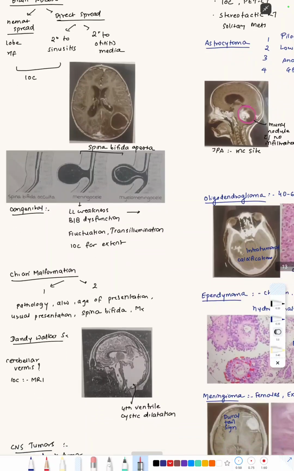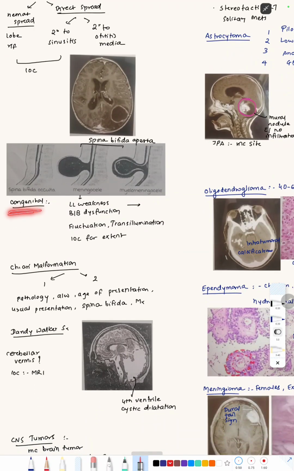Then the next are congenital malformations. In the congenital malformations, there is spina bifida occulta, where a tuft of hair is present. You have to manage it completely conservatively. Then the next is spina bifida aperta, wherein it is meningocele or myelomeningocele. In meningocele and myelomeningocele, there is lower limb weakness, bowel and bladder dysfunction, fluctuation and transillumination present. Investigation of choice for the extent is going to be MRI.